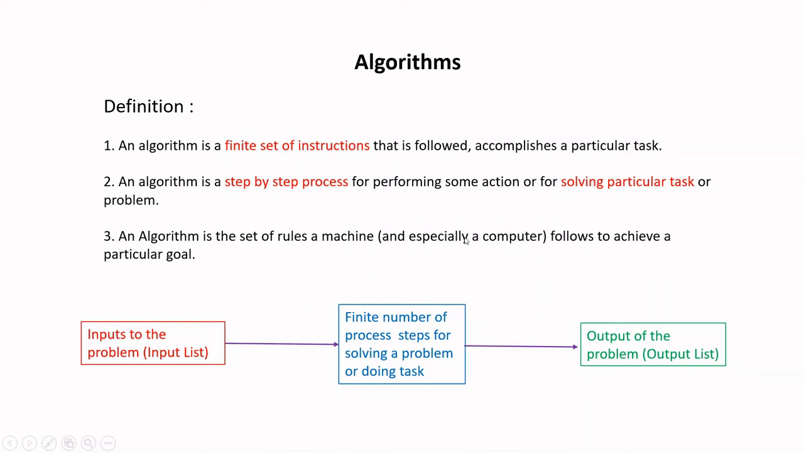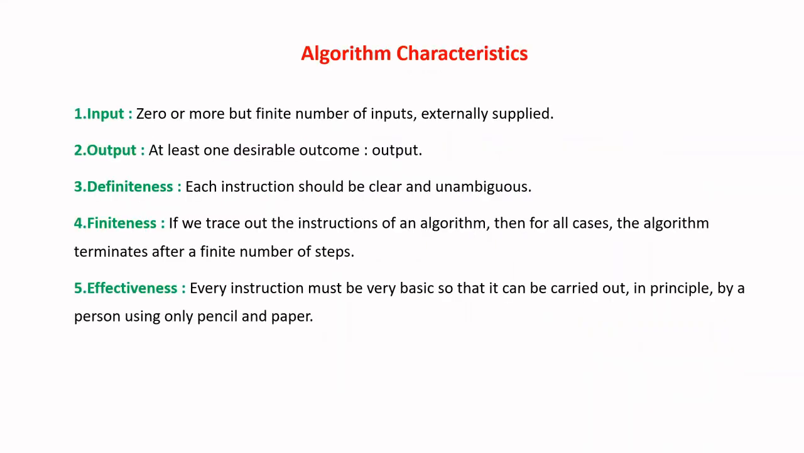Means in an algorithm there are three parts present. First is what? Input or input list. Second is what? Process. And third is what? Output or output list. So all these are the formal definition of an algorithm. In the next slide we are going to see the characteristics of an algorithm.